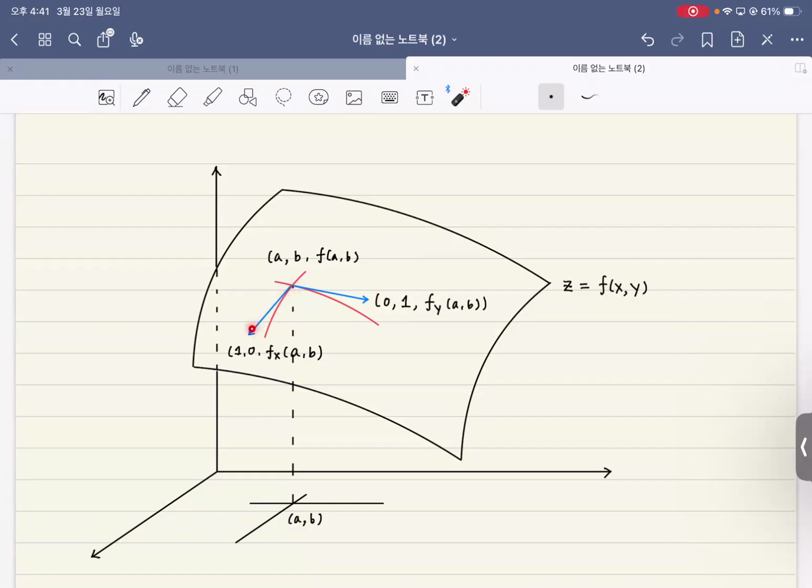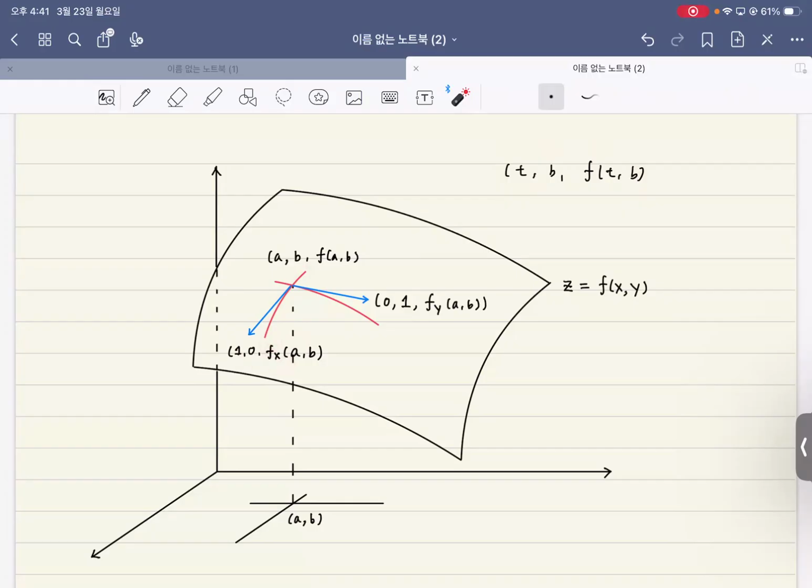Now I want to consider this vector. This is a curve in three dimensions, and this velocity vector over here would be (1, 0, fx(a, b)). Why? Because this curve can be parameterized by (t, b, f(t, b)), right? This curve can be parameterized this way. And if you take its velocity vector, it's going to be (1, 0, fx).